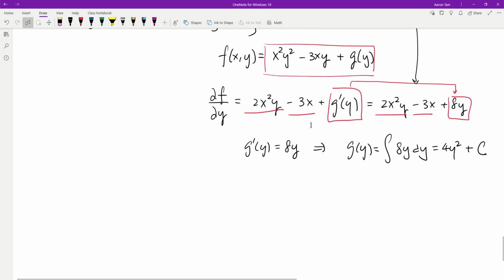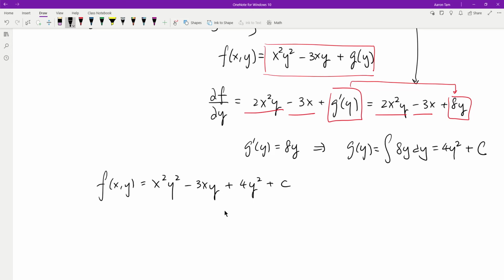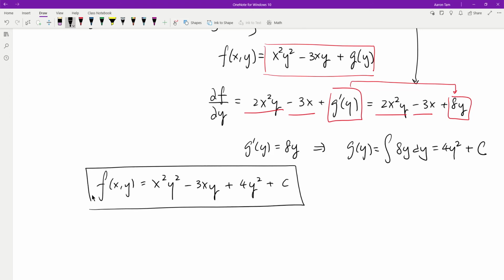Now if I put everything together, I can form my function. F of xy should equal x squared y squared minus 3xy plus g of y, which we found to be 4y squared plus c. This is our potential function. And it shouldn't be too hard for you to take the derivative of this with respect to x as well as with respect to y to see that you have the vector f.